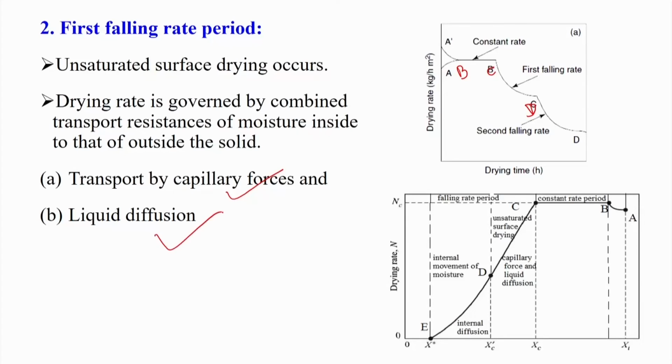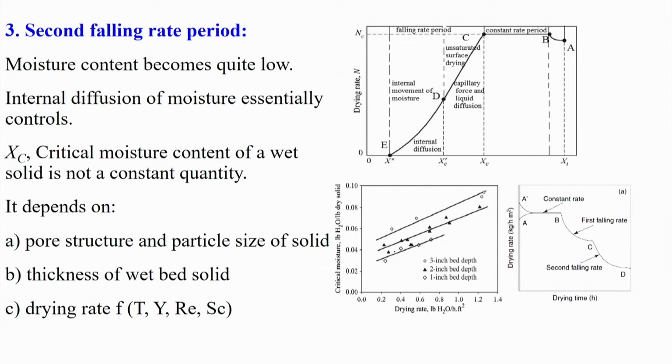The drying rate is governed by the combined transport resistance of the moisture inside and outside of the solid. In the first falling rate period, transport by capillary force and by liquid diffusion both take place. It is expressed in terms of the drying time and the moisture content. Then we come to the second falling rate period.